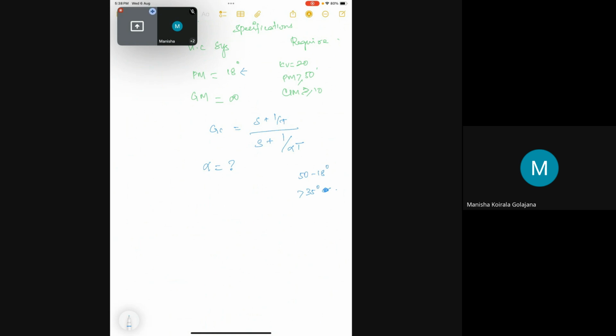The exact thing you want is 33 degrees, but over 35 would be fine. To achieve this phase margin of 50 without decreasing the value of K, the lead compensator will contribute the required phase angle. The addition of this lead compensator will also modify the magnitude curve of your Bode diagram, and the gain crossover frequency will be shifted to the right.